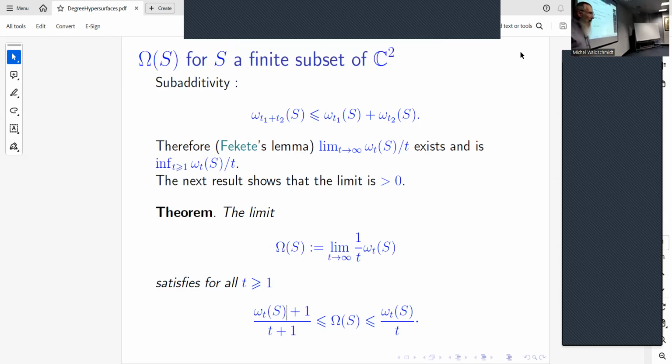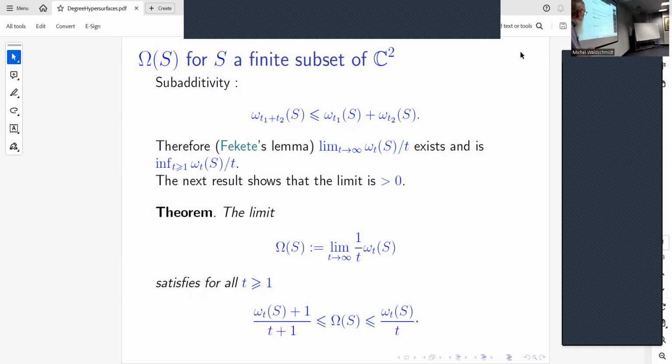There is a classical result, which says that if we have a subadditive sequence, then the limit of omega t over t exists and is exactly the infimum, the smallest value, if you like, of omega t over t. So the limit exists. I denote it by capital omega of S. This is the limit of 1 over t omega t of S.